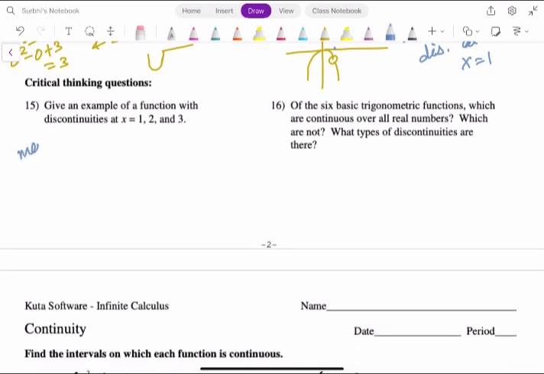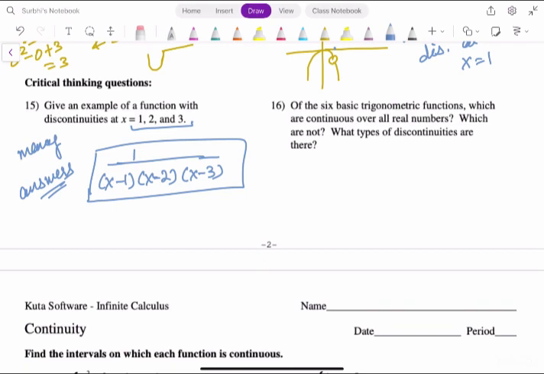Number 15. There can be many ways to answer it. But they have given us the factors at x is equal to 1, 2, and 3. So the simple way I would like to answer it is just writing it in the denominator as x minus 1 times x minus 2 times x minus 3. That's it.